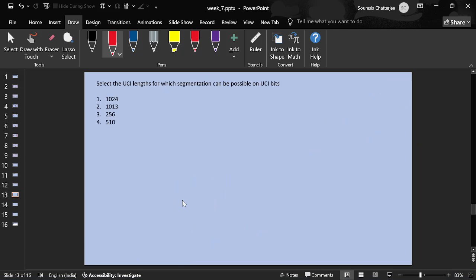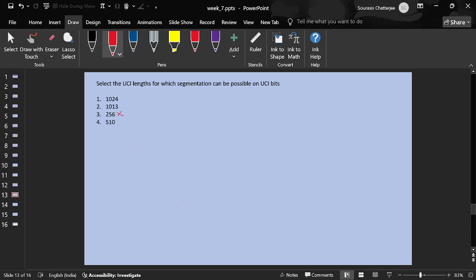And then comes this question. We are supposed to select the uplink control information length for which segmentation is possible. So what should be our choices, or maybe what should not be the UCI length for which segmentation is done? What are the odd ones out here? 256 is out of the picture, fine.